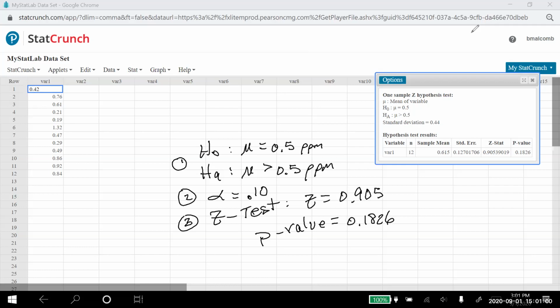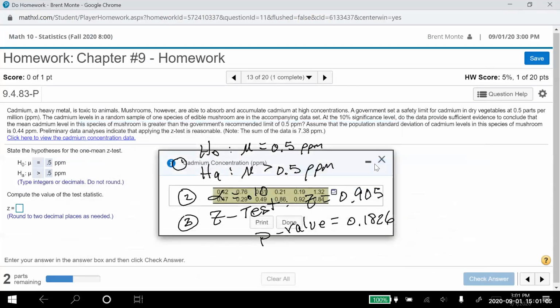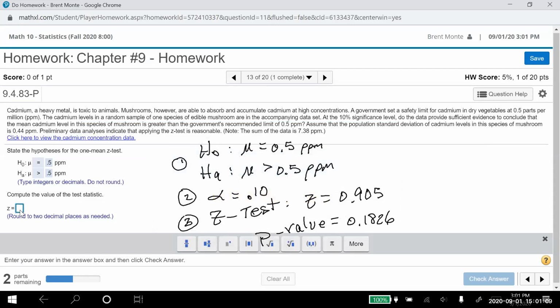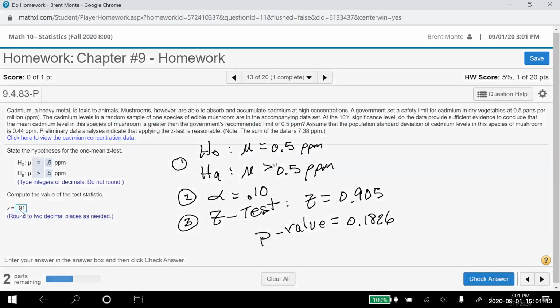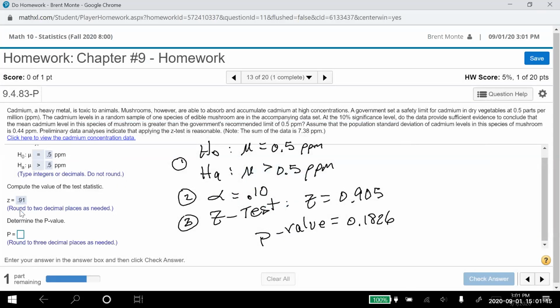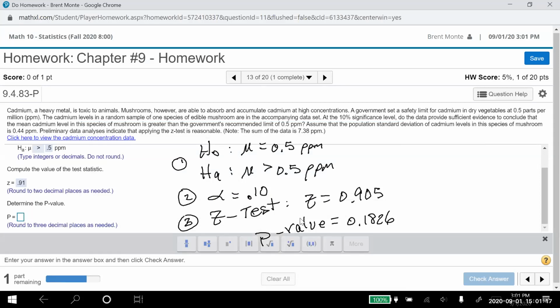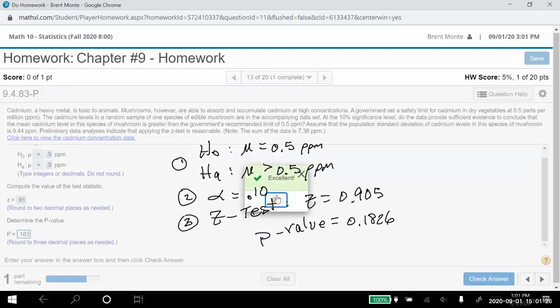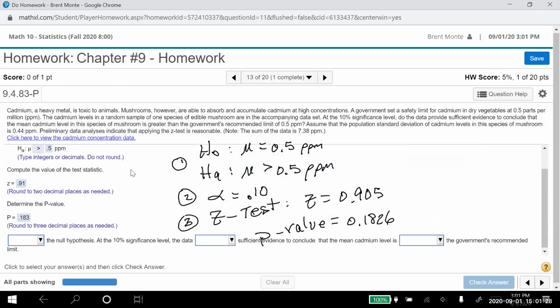So now I go back. Let's shut that down. Don't need that. Okay, z value to 2 decimals. Well, that's going to be 0.91. Got that. What's the p value to 3 decimals? 0.183. Got that right? Okay, let's talk about the conclusion again.